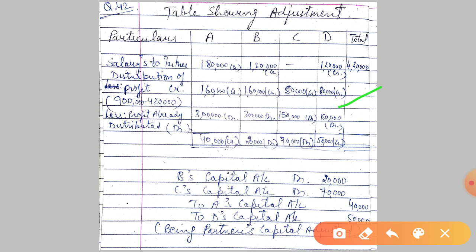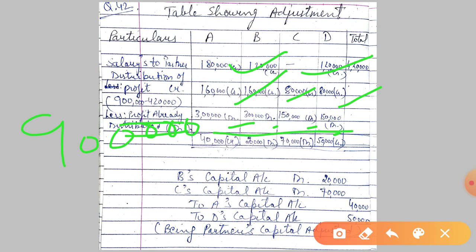Now we have already distributed the profit of 9 lakh. This 9 lakh was already distributed earlier. So we will take it back from the partners, so this amount will be debited. Is this point clear to you? Because we are taking back from the partners and this we are giving to the partners. So anything which increases the capital will be credited and anything which decreases the capital will be debited. Is this clear?